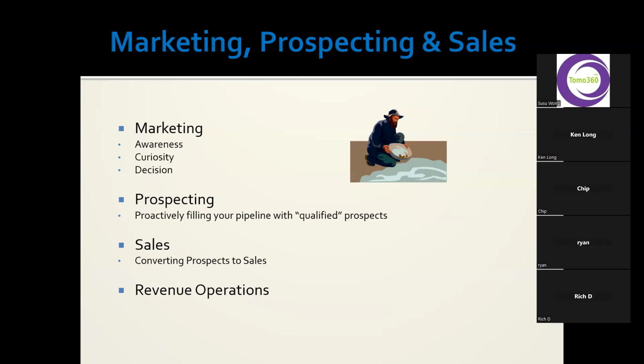Okay. And now we have a whole new category, which is revenue operations. How do they take the data that you have available? How do you set yourself up to get that data? And then look at that data on both sides to determine how effective are your systems, how effective are your marketing and prospecting activities and your sales processes, so that you can improve them and make sure you're as efficient as you can be.